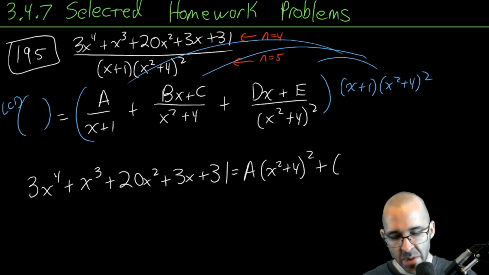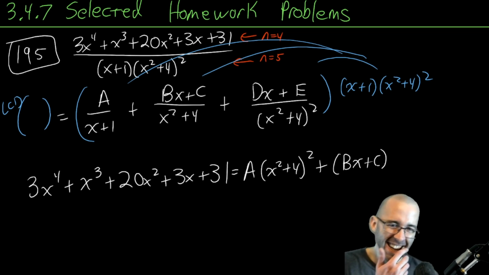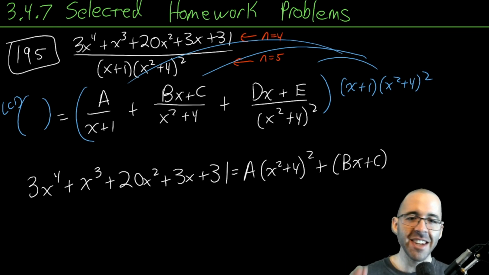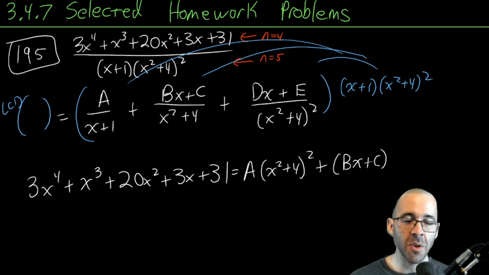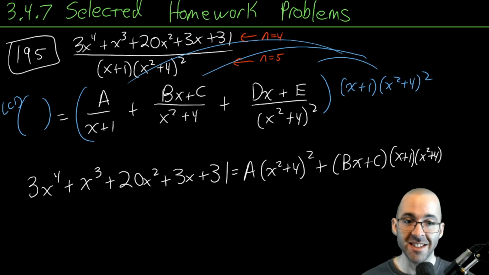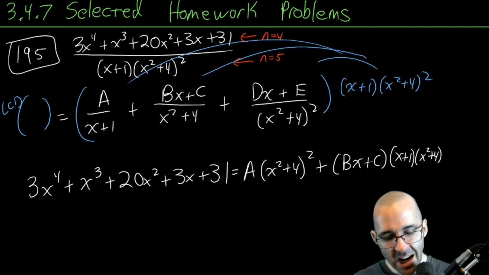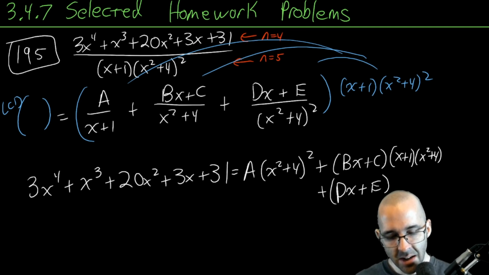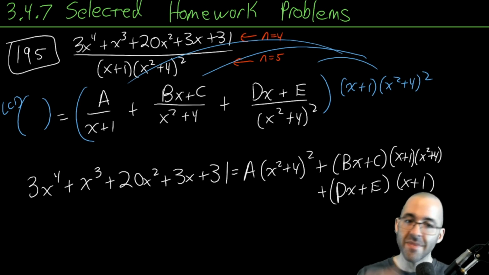And now we have a bx plus c. This is so bad. But not because of the numerator. It's bad because of the denominator. The x squared plus 4, one of them is going to cancel. We have an x plus 1 and one of the x squared plus 4s. I'll show you guys why this is so bad soon. And then the last term is the dx plus e. Both x squared plus 4s cancel, and we just have an x plus 1.